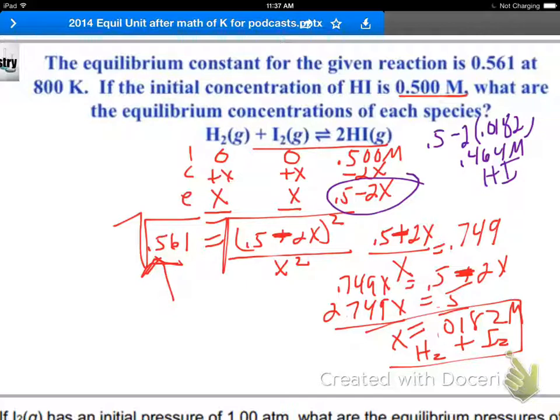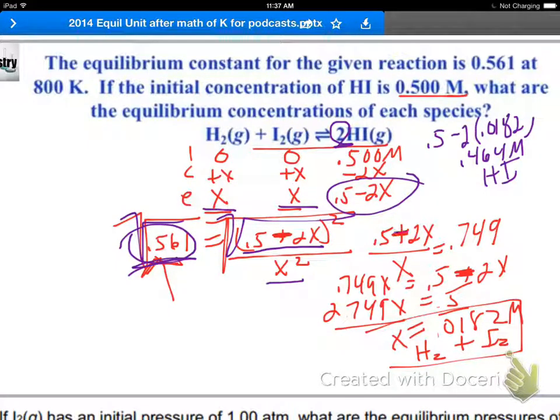So we're going to end up with the equilibrium constant is equal to 0.5 minus 2x, and that's all squared because of the 2 in the coefficient, over H2 times I2, which is x squared. Now when we looked at this, x is not something we can drop, because this equilibrium constant is not insignificant, okay? But what we can do is, we have a square term on the top and a square term on the bottom. So we can take the square root of both sides.